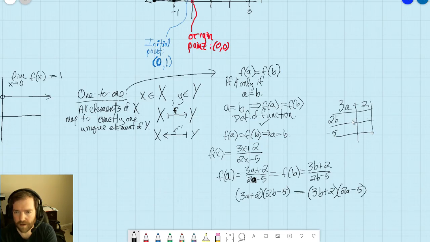I keep shorting these with my hands. All right. And then here, we're going to multiply each of the column and row headings to get the stuff in the middle. So this is going to be 6ab. This is going to be 4b. This one's going to be negative 15a. And this one's going to be negative 10.